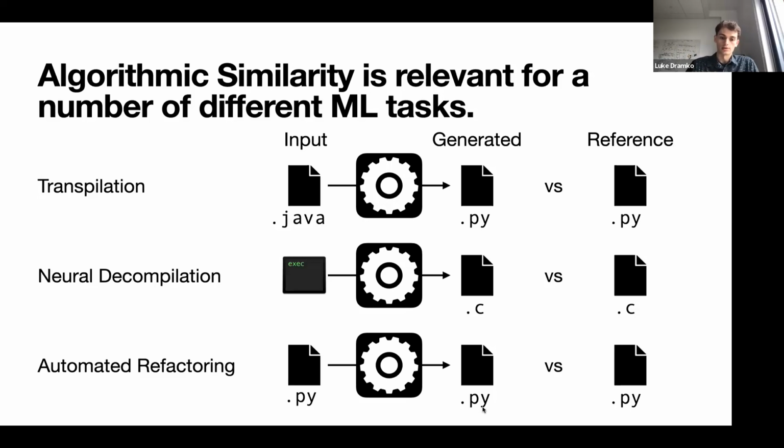Neural decompilation is something where you take an executable program and convert it to something that looks like the original program. The algorithm should be encoded reasonably well at some level in the binary, because the binary has to run. So this is another use case for algorithmic similarity. And then for automated refactoring, you are attempting to transform your code in a particular way that should be predictable. So these are all examples of tasks where algorithmic similarity is very relevant.